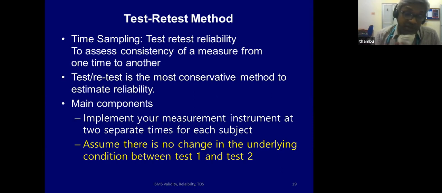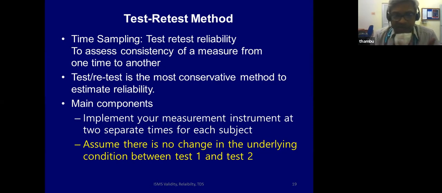Some other of my students said, sir, your voice is so droning that I feel like falling asleep and my blood pressure will go down. So I'm just saying, you must do the blood pressure before my class and after my class. And you need to assume that there is no change in the underlying condition between the 2, test 1 and test 2. Test 1 is the blood pressure before my class and test 2 is the blood pressure after my class.